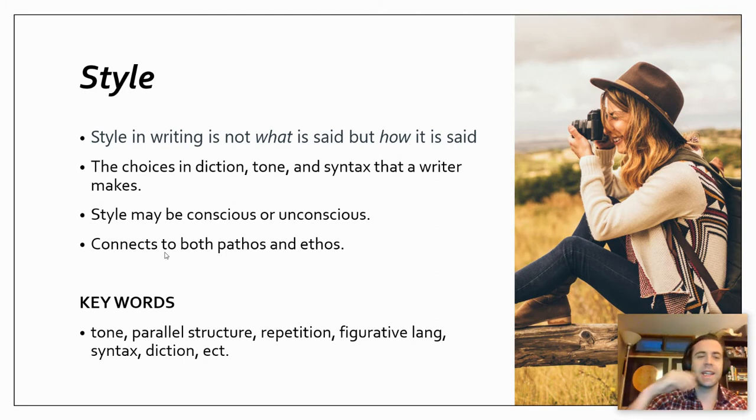Style also really helps us connect to both emotion and credibility, right? We can see how style might make us seem more formal, more professional. And we can also see how style and word choice is going to connect to the emotion that our audience is experiencing. So some keywords that you're going to want to write down and make sure you have a working understanding of for the rest of this unit are tone, parallel structure, repetition, figurative language, syntax, diction, and there's a few more. Basically, any of these figurative language ideas, these English vocab words that we haven't talked about a whole bunch in this class, are hopefully going to come into play in this style unit.